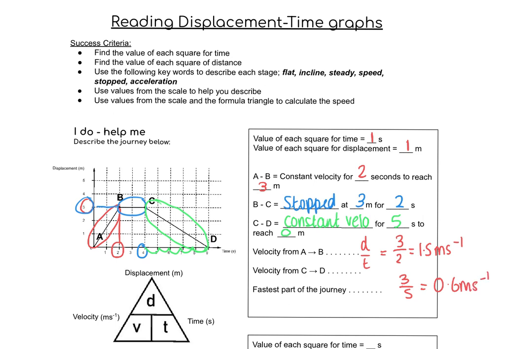If I asked for the overall velocity of this graph, you would say 0 because it started and ended at the same point. So the total displacement is going to equal 0. Therefore, its overall velocity is going to equal 0. But we can work out the velocity of each part. The fastest part of the journey is going to be our largest velocity. So it's going to be from A to B. It's also the part on the graph that has got the steepest slope or the steepest incline.